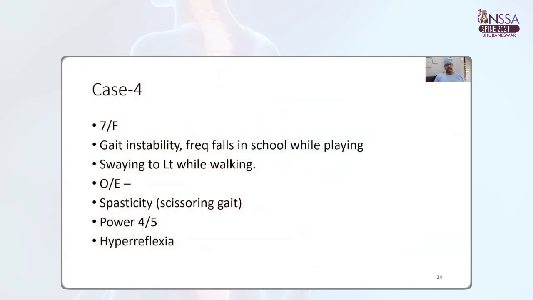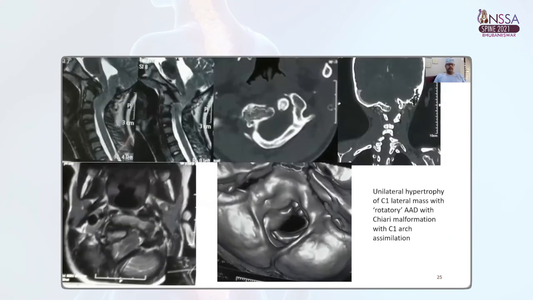A 7-year-old girl who had gait instability and frequent falls in school while she was playing, and she started swaying to the left while walking. This was about a 4-month history. On examination, she had a spastic gait with power of 4/5, and she was hyperreflexic in all the 4 limbs.